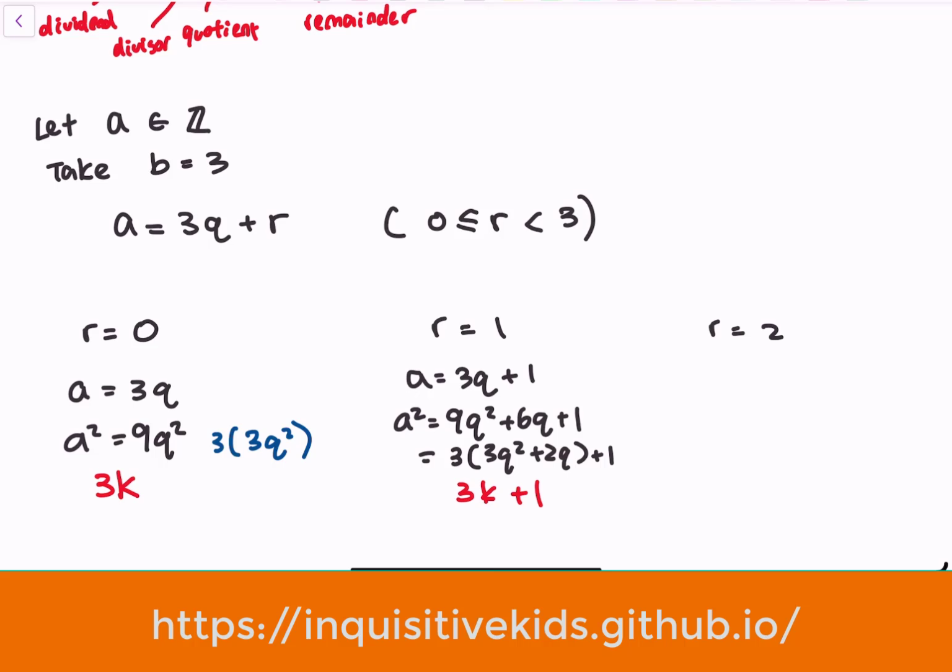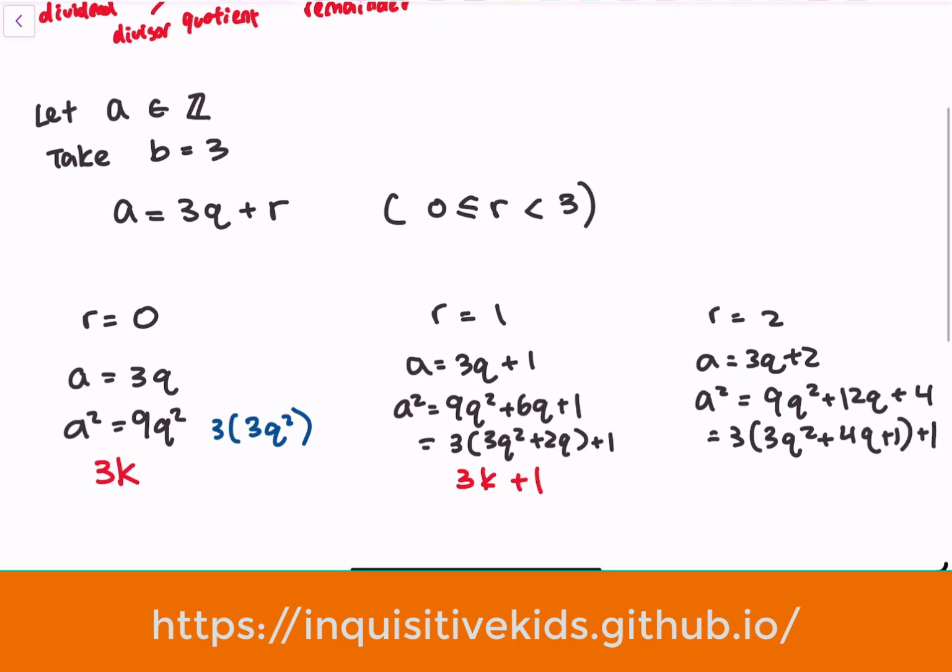Now, what will we have for our last scenario when r is equal to 2? So we find what a squared would be equal to. We would be left with this. And we can factor out a 3. As you can see, because q is an integer, a squared in this scenario can also be written as 3k, 3 times something, plus 1.